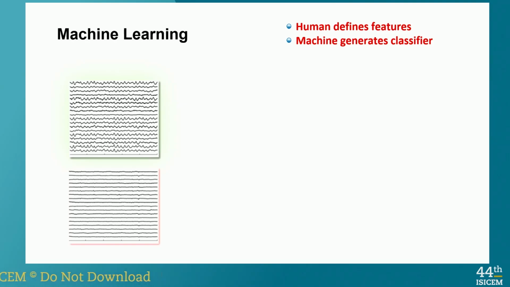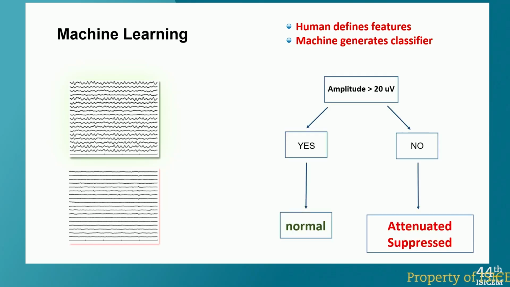So say we have these two EEG patterns, and on the top panel we have a continuous EEG, normal voltage, and the lower panel is a suppressed EEG. Then one of the features would be the amplitude or the power of the signal. And a human being can make this decision tree. If the amplitude is larger than 20 microvolts, then it is a normal amplitude. If it is less, then it could be attenuated or even suppressed.